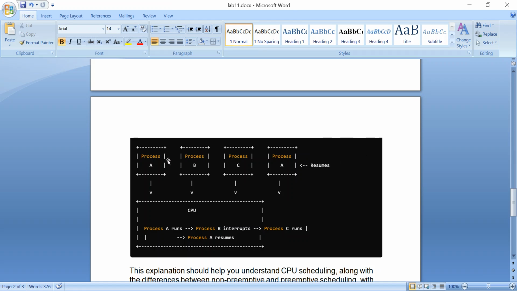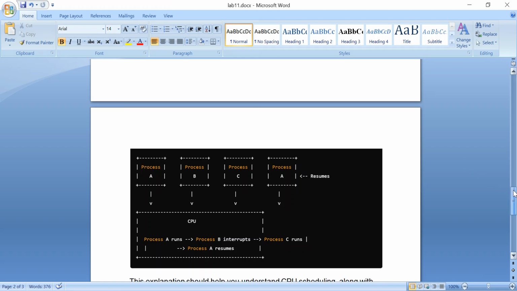So once process A comes, it will be in the ready queue, and then move to the running state. It starts processing, but suddenly process B interrupts. So process A moves again to the ready queue, and process B is in the running queue. Once it executes, the next process in line is C, then C runs, and then process A, already in the ready queue, gets its turn to move from the ready queue to the running queue. That is how preemptive scheduling works.